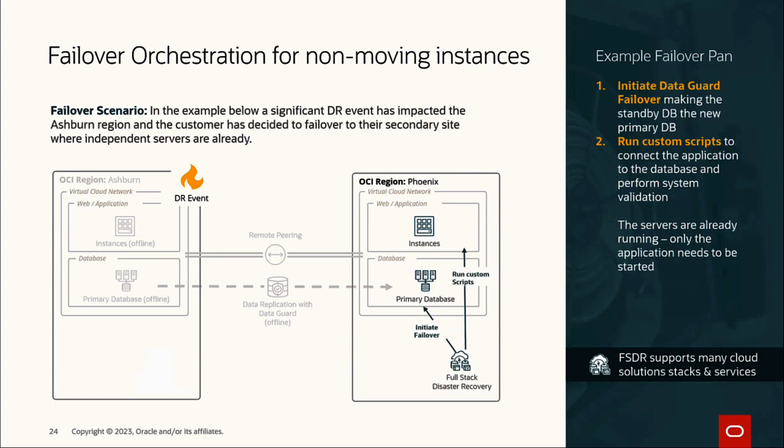Now, for non-moving instances, the same example. And remember, you can combine these together into the same plan. You don't have to have one or the other. You can do them both. In this instance, notice there are fewer steps, because I'm only going to initiate the Data Guard failover, and then run the custom scripts. It's not moving, so I haven't replicated the storage. There's no reason for me to do anything with the storage.